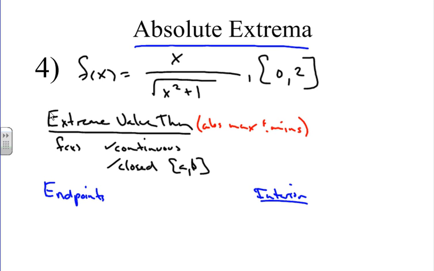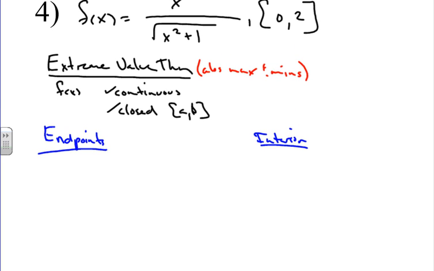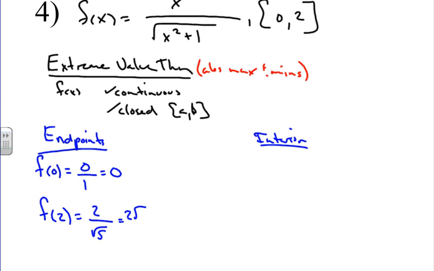To test these endpoints, we're going to substitute these values into the function. So we're going to first test the endpoints, in this case, f of 0. So we plug in 0, and we have 0 over 1, and that's going to equal 0. So we have a value of 0, 0. We test our second endpoint, which is f of 2. And we have 2 over the square root of 5, which is equal to 2 square root of 5 over 5, and that's our other endpoint.